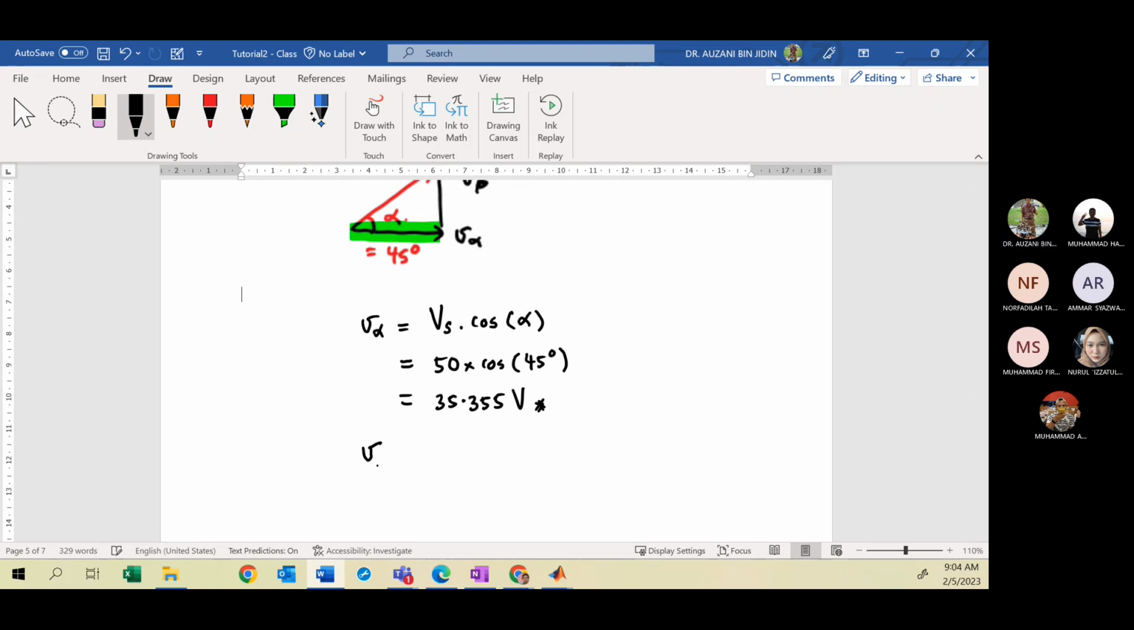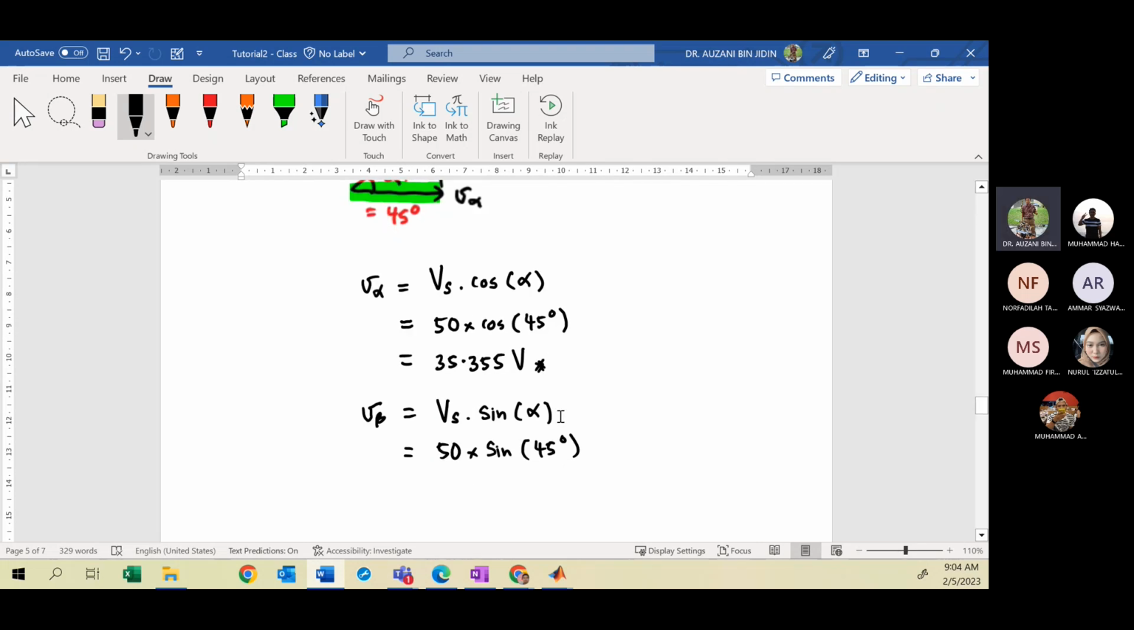For V beta, in this case you need to apply the sine function. Vs sine alpha. Same value because the angle is 45 degrees, right? 35.355 volt. V alpha and V beta have the same values because the angle is 45.